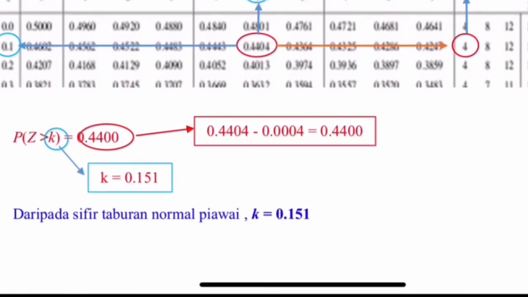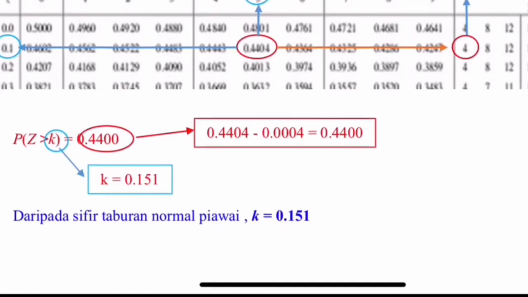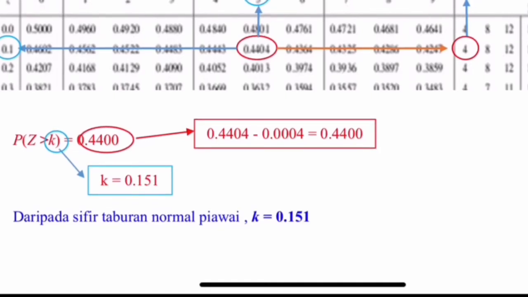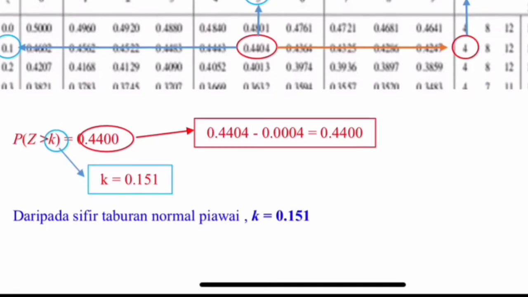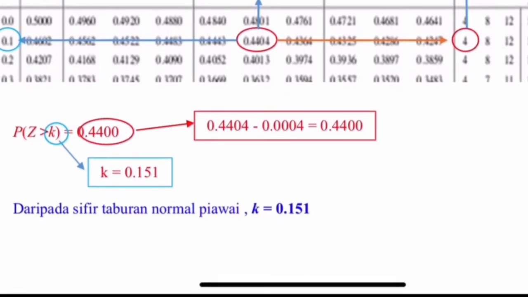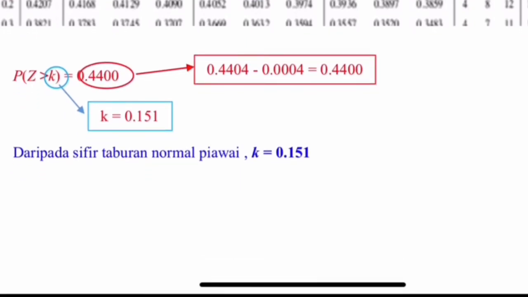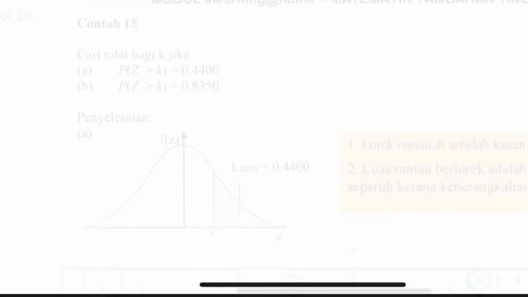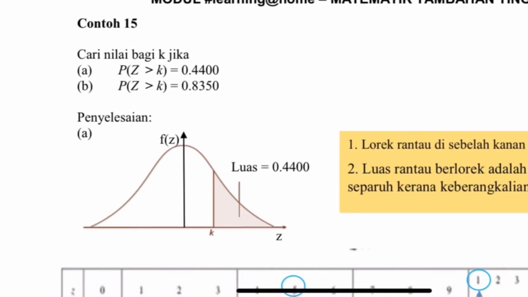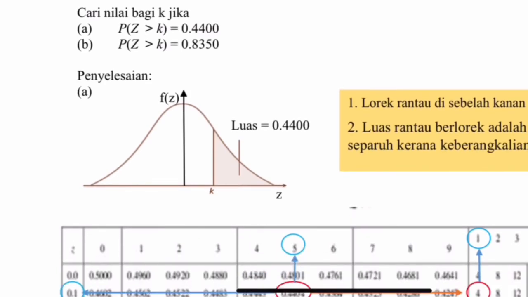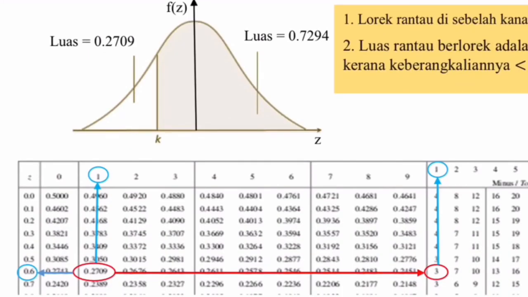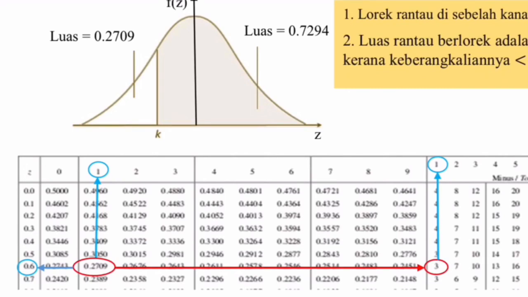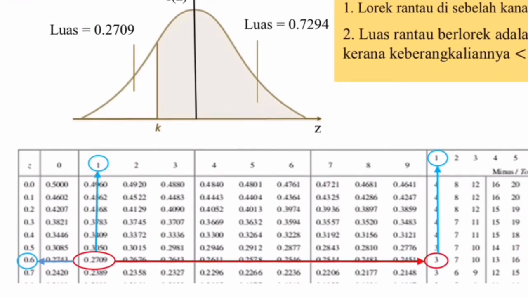So the probability for z more than k is 0.4400. The k is 0.151 because 0.4404 needs to minus out 0.0004. Then only you can get 0.4400. So when you minus out, you have to plus 1. So the k will be 0.151. From the book's table, the k is 0.151. For the probability value, you use a red color pen. For the z-score, you use a blue color pen. So you always follow the steps.